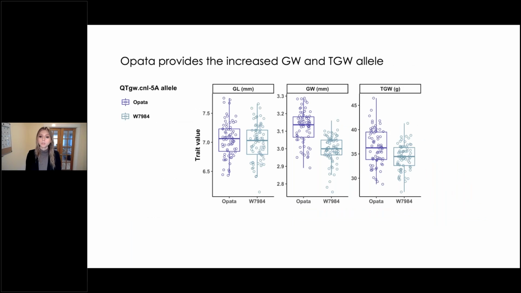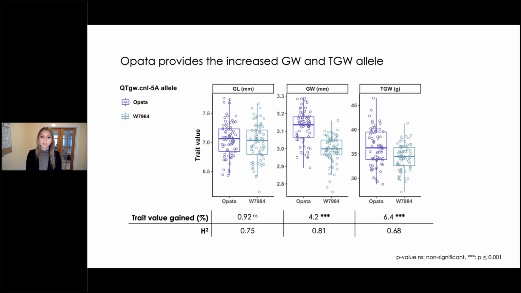So to start, we wanted to learn more about the phenotypic variation and its association with the biparental alleles in this population. And because it was a double haploid population, we could split it into just two groups, with limited genetic resolution, as to whether the QTL had the OPATA or the W7984 alleles across it. And we can see that the OPATA alleles here, represented in purple, are contributing to the increased grain width and grain weight, but no real difference in grain length.